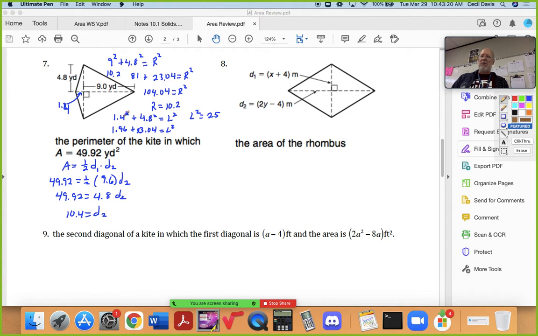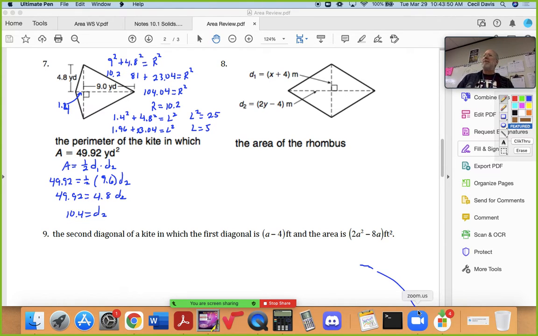Oh, but the 4.8 is not the hypotenuse, right? It's this distance. Okay. So you just put that in the wrong place. That's what happened. So you get L squared is 25, so L is 5. Okay? All right, any others you have questions about?